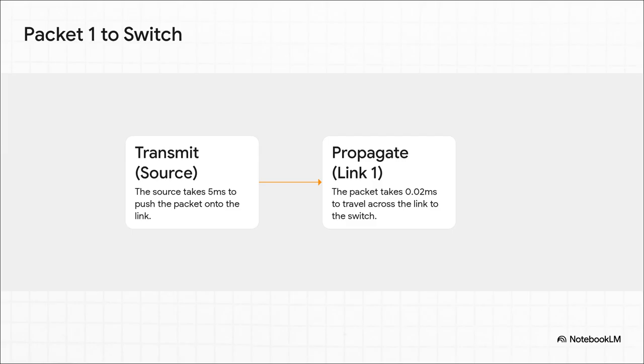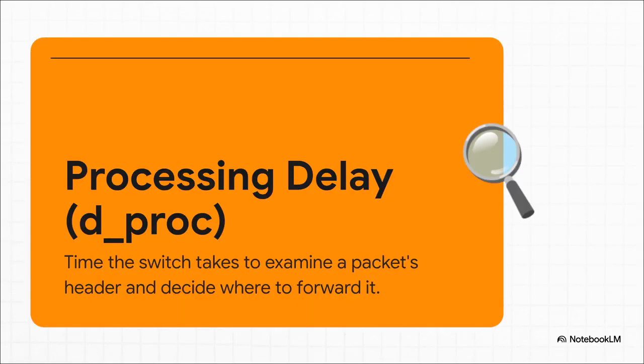So, let's put together the first leg of our packet's journey. It takes 5 milliseconds to transmit, or push, the packet onto the link. Then, it takes another 0.02 milliseconds for it to propagate or travel across it. This means the very last bit of our packet shows up at the switch 5.02 milliseconds after the whole thing started. Okay, our packet has arrived at the switch. But the switch doesn't just instantly shoot it out the other side. Nope, it's got to do a little bit of work first.